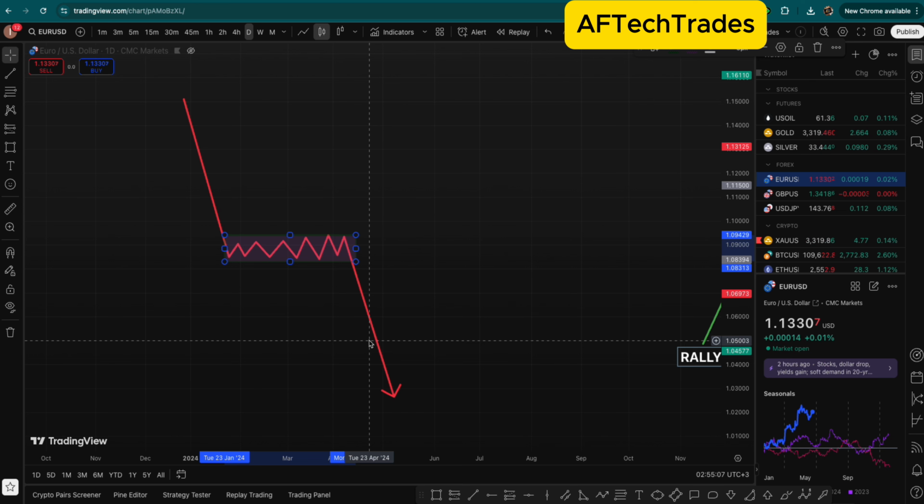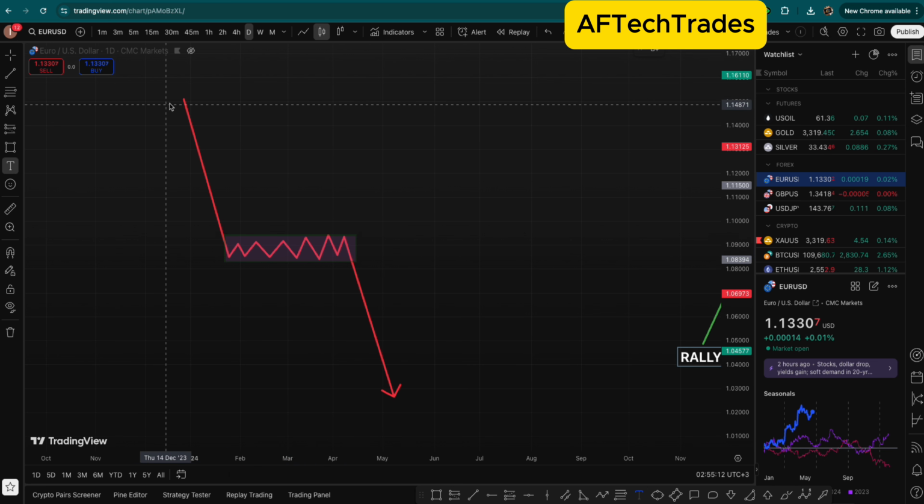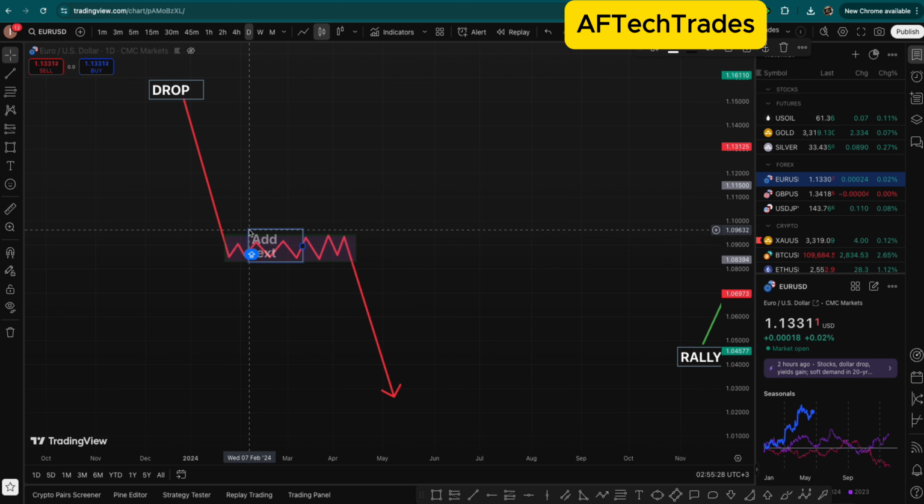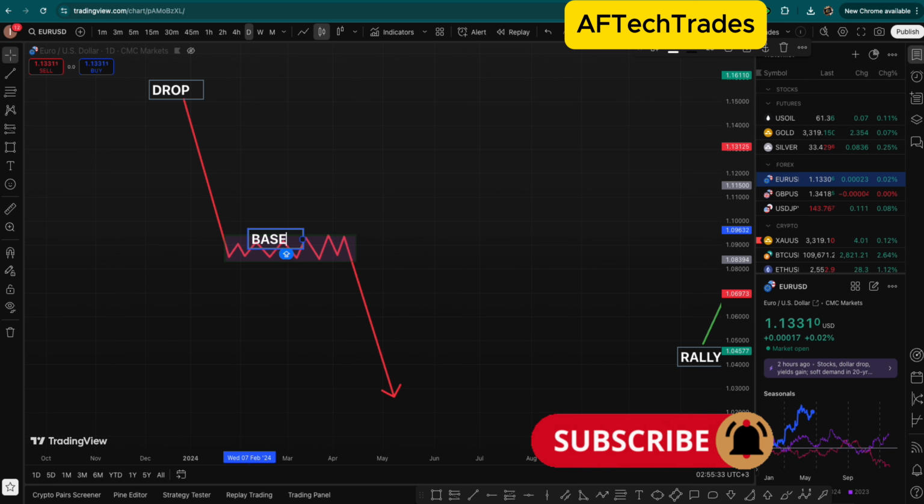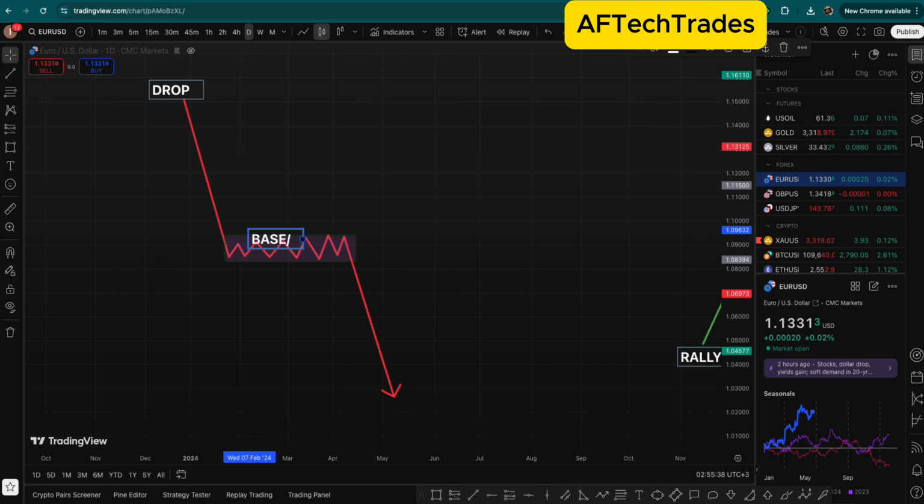I hope you get. So here would be our drop. Already the market is in a downtrend, and the downtrend didn't change. I hope you get. Here would be our base. Here will be our base, and we can also call it a supply zone. Our supply zone.